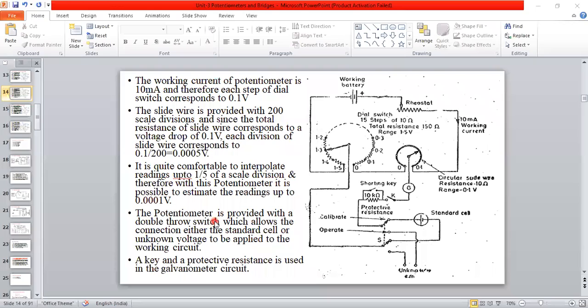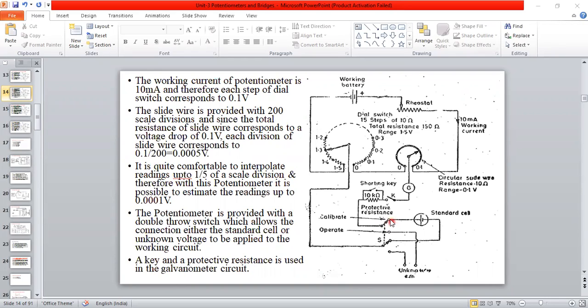So next, the potentiometer is provided with a double throw switch here. This is the double throw switch, DPDT we are going to call it. Anyone, can you tell me what you mean by DPDT? Double pole? Is it audible to all of you? DPDT is nothing but double pole, double throw.